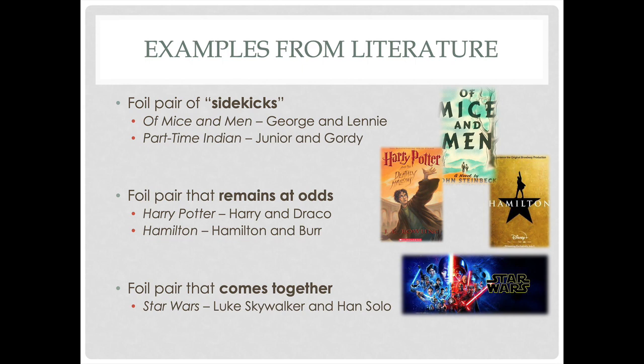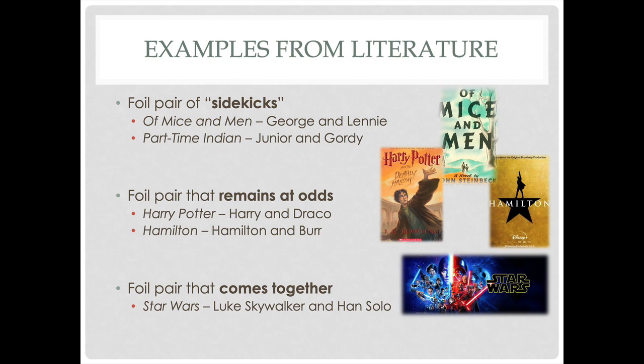In the text, The Absolutely True Diary of a Part-Time Indian, you get the main character of Junior and his seemingly sidekick character of Gordy. They are a foil pair. Junior is somewhat academically minded. Gordy is very academically minded. Junior doesn't really know what he's doing in the new school. Gordy really understands how this school works.